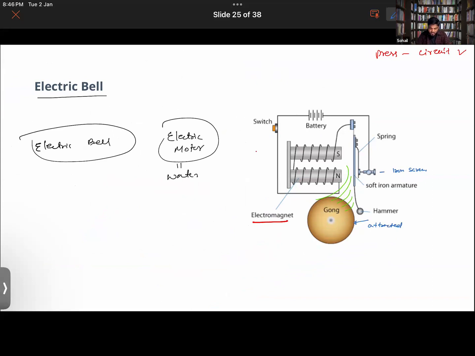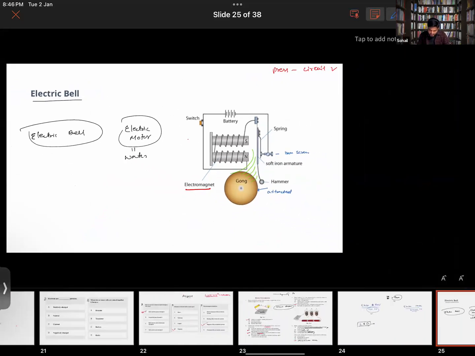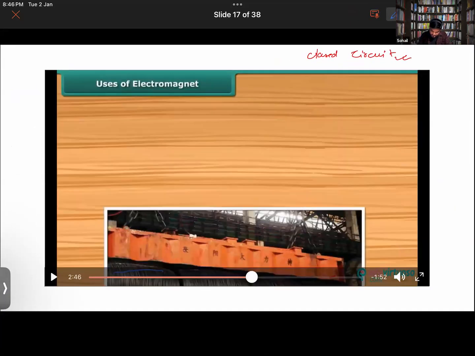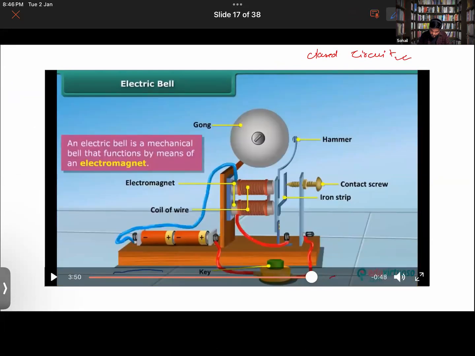How about now I show this animation again? I hope that will make you understand it once again. See, just look over here. It will start from here. Just look at the iron strip and at the contact screw. Pay attention there.